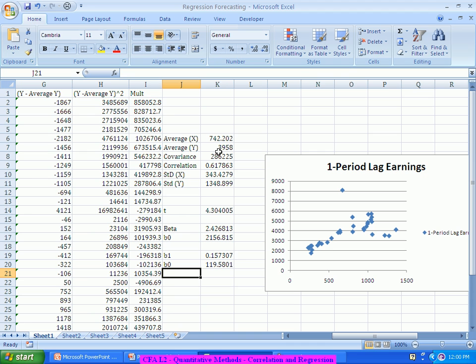The t-test in case of regression has B1 equal to 0 as my null hypothesis, and B1 not equal to 0 as my alternate hypothesis. The way I test is the value of B1 we got, divided by the standard error of B1. From our perspective, we don't need to compute the standard error of B1; we get the value.